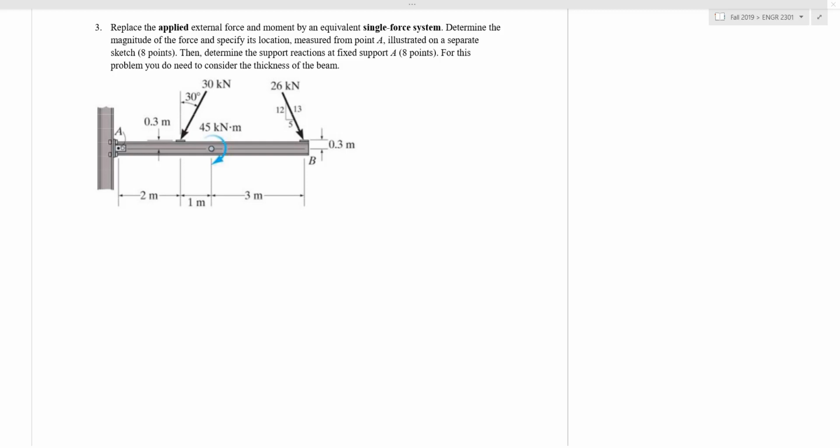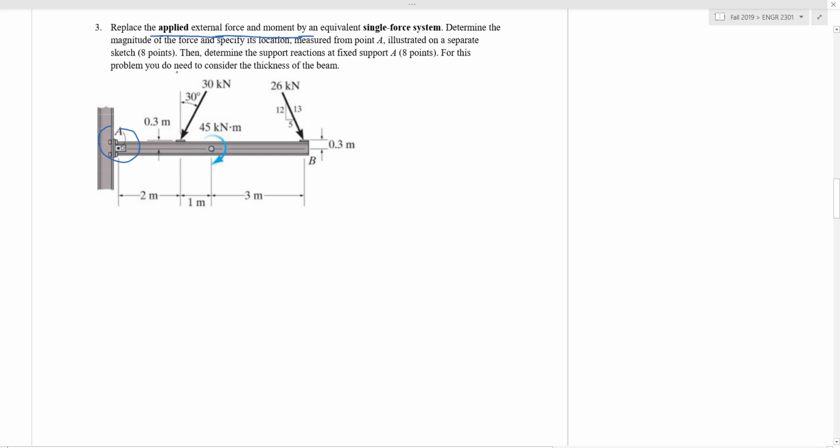Let's look at this problem. This problem has two parts. The first part is to replace the applied external force and moment by a single force system, an equivalent single force system. We need to determine the magnitude of the force, specify its location, and illustrate it on a separate sketch. And then we need to determine the support reactions at the fixed support point A.